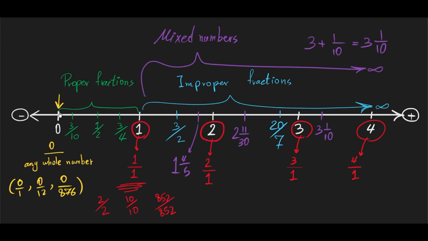To summarize, we have our 0 fraction at 0, then in between 0 and 1 we have our proper fractions, and above 1 we have improper fractions and mixed numbers.